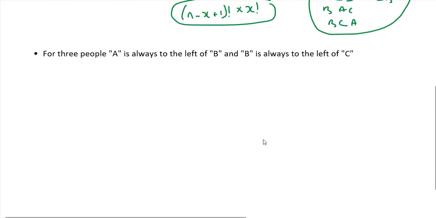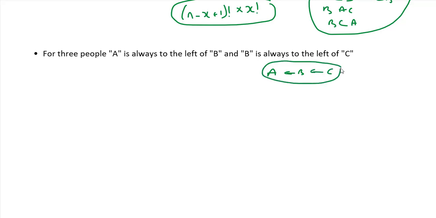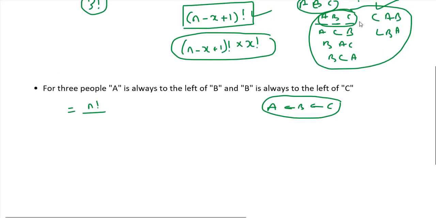Let us now consider another case in which there are three people A, B and C such that A is always to the left of B and B is always to the left of C. So there are n people out of which these three are arranged in this fashion. n people can be arranged in n places in n factorial ways. Now as I have shown previously, for these three people there can be 6 different arrangements, but we do not have to consider all the 6 arrangements. We only need to consider the arrangement in which A is to the left of B and B is to the left of C. As you can see here, there is only one arrangement which will satisfy this condition.